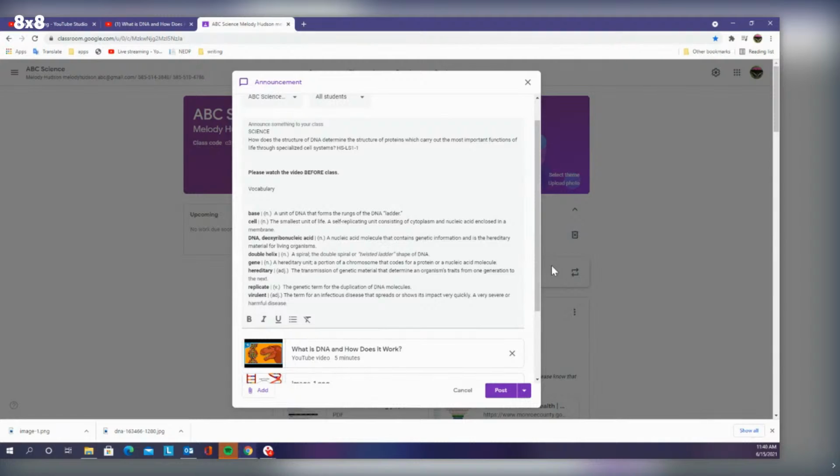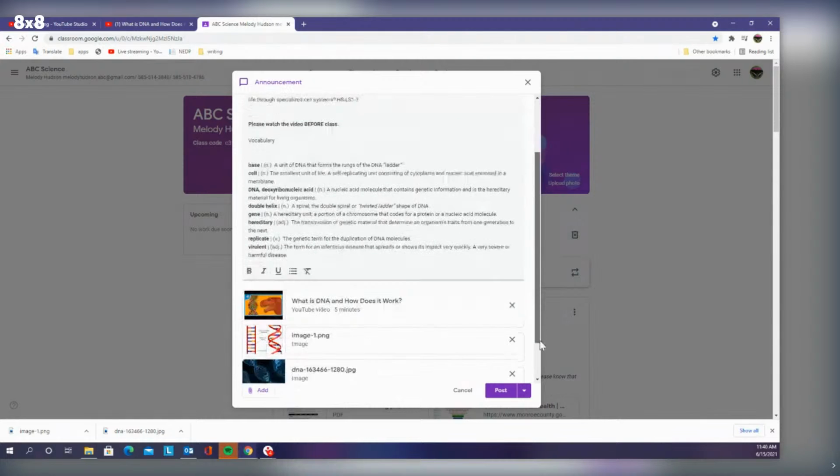And then virulent is the term for an infectious disease that spreads or shows its impact very quickly, a very severe or harmful disease. And we are finding that the COVID-19 infection is a virulent disease and how it has spread and affected many people, in some cases, whole entire families. And that, my friends, is worse than the vaccine.